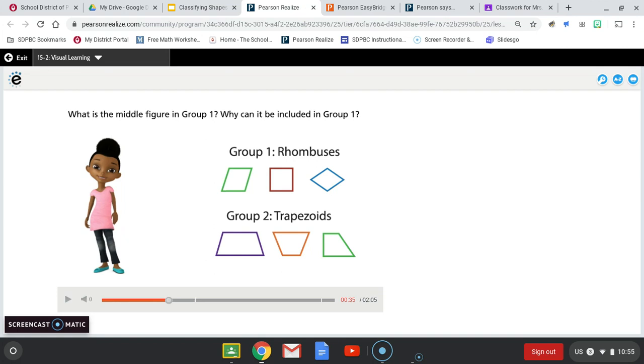Okay, well, I know that the middle figure in Group 1 is a square. These other two shapes in Group 1 look like a type of parallelogram, more specifically a rhombus. The reason that a square can be included in Group 1, titled rhombuses, is because a square is a type of rhombus. A rhombus is a parallelogram, meaning it has two sets of parallel sides. And the other unique feature about a rhombus is that all four sides are the same length. Well, that's true with a square as well. All four of these sides are the same length.